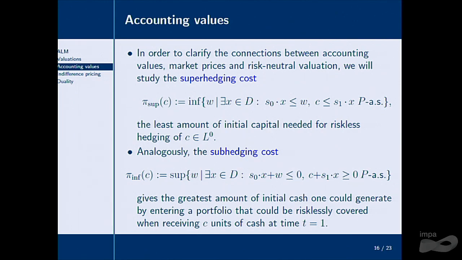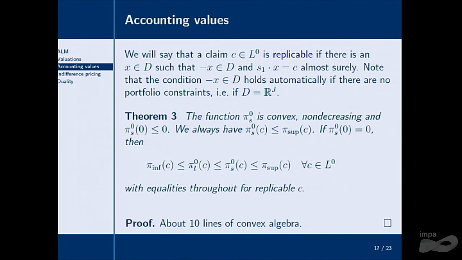And the sub-hedging cost takes the flip side of that. How much cash today could you give away? Or how much cash could you generate by shorting the traded assets and by closing your positions at the terminal date if you were to receive the claim C? So these are the upper and lower bounds for the claims. And then you have this result, which again is proved by very simple convex algebra. Nothing fancy happens here.